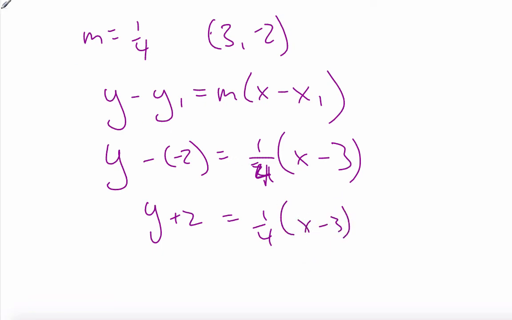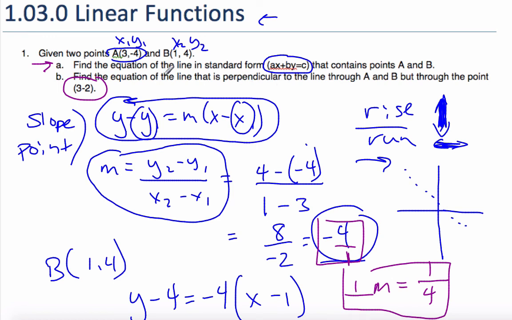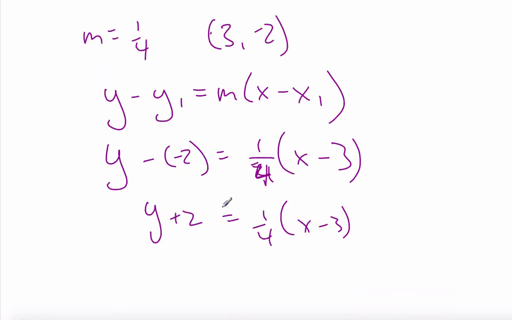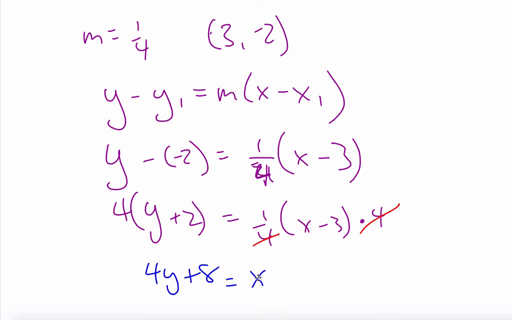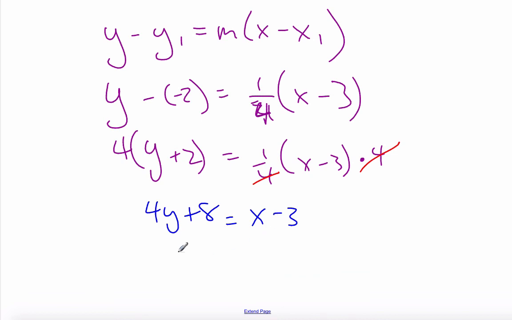And now it doesn't specify what form to put the equation in. I'm going to use standard form because that's the easiest one to get to, especially when I have fractions. So I'm going to multiply both sides of the equation by 4, because if I do it to one side, I have to do it to the other side. That cancels the 4 away happily, and I have no more fractions. I have 4y plus 8 is equal to x minus 3, because the 1 times that is just x minus 3. Subtract the x: negative x plus 4y equals negative 11.